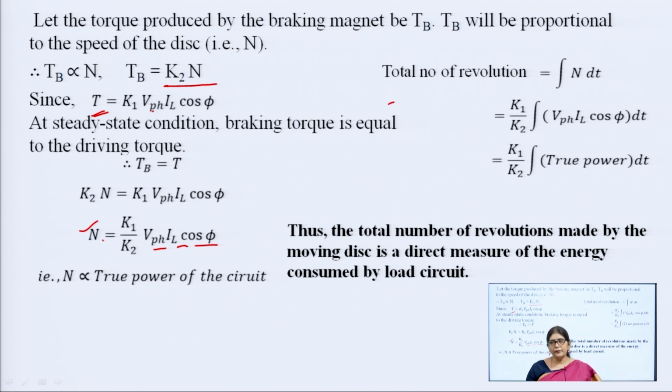by the load circuit. So, this way we can calculate the torque produced by the fluxes generated by the shunt and series magnet, and we can also calculate the total number of revolutions, meaning the total energy consumed till that time.